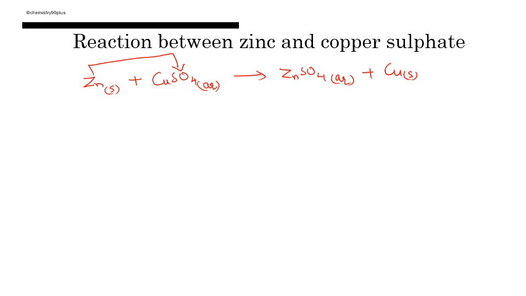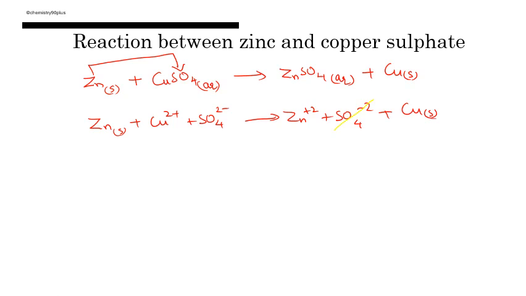Then we will write Zn as solid, so we just write it as such, and CuSO4 will be in ionic form: Cu 2 plus, SO4 2 minus, giving Zn 2 plus, SO4 2 minus, and copper in the solid form. So do we have a spectator ion here? Yes, I can see SO4 2 minus on both sides. So both are cancelled out, right? So we will write the net ionic now. The net ionic is Zn solid plus Cu 2 plus gives Zn 2 plus plus Cu solid.